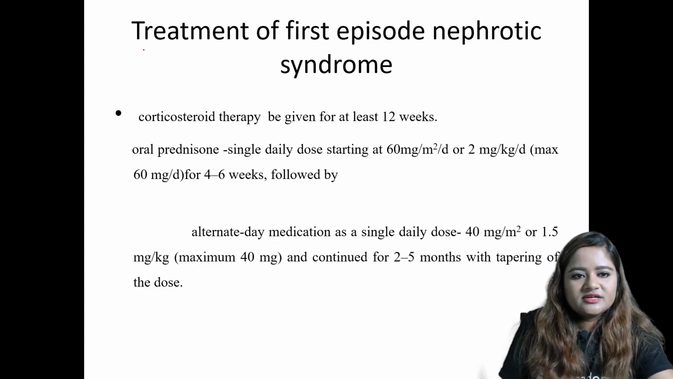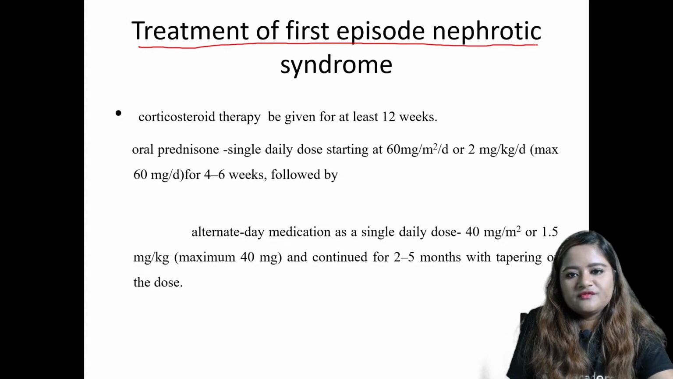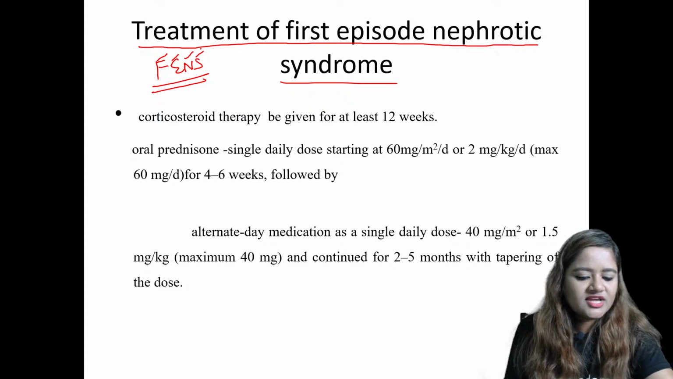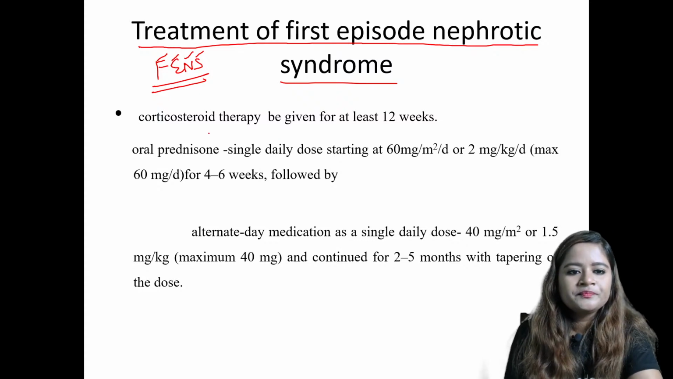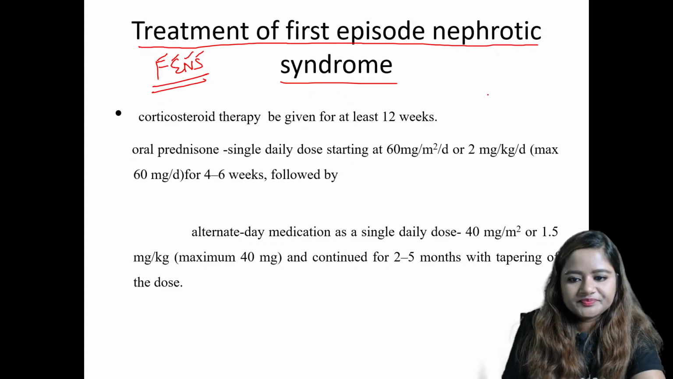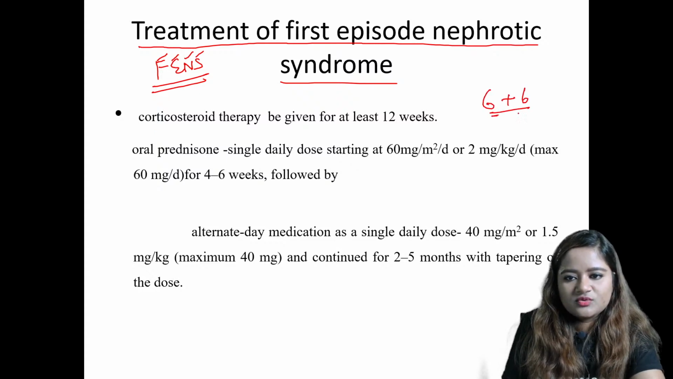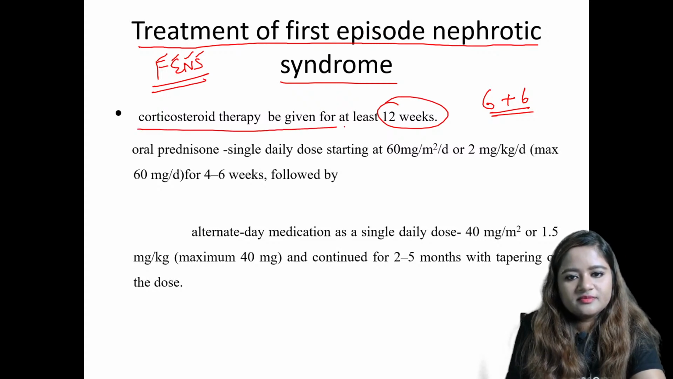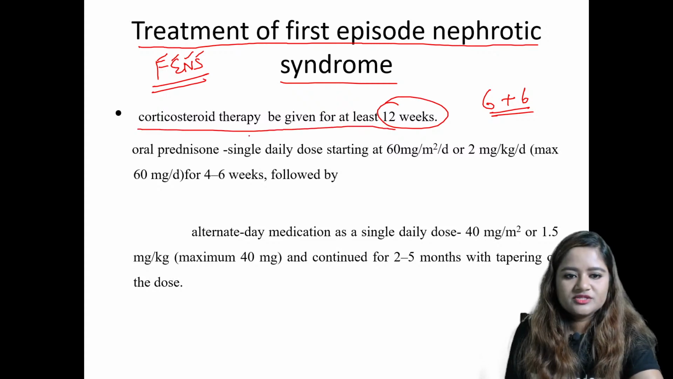Now coming towards the treatment and the management of nephrotic syndrome. So something known as FENS. FENS क्या है? First episode nephrotic syndrome. So first time a child presents with nephrotic, what will you do? Now the latest guidelines say that you have to give a 6 plus 6 course. That means you have to give it for at least 12 weeks. Steroid therapy has to be given for at least 12 weeks duration.